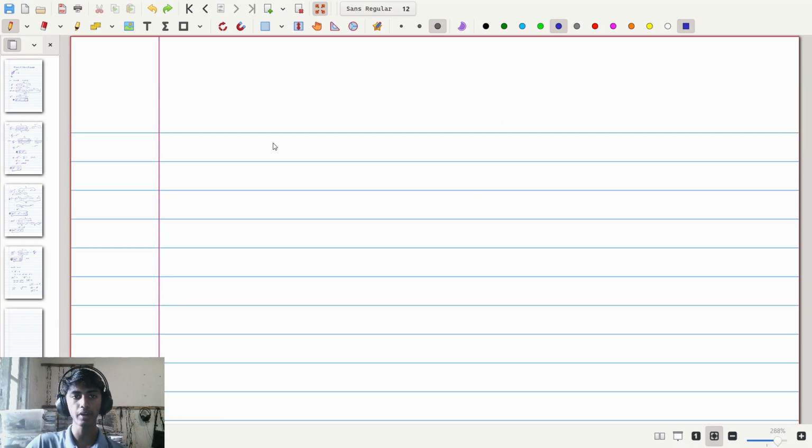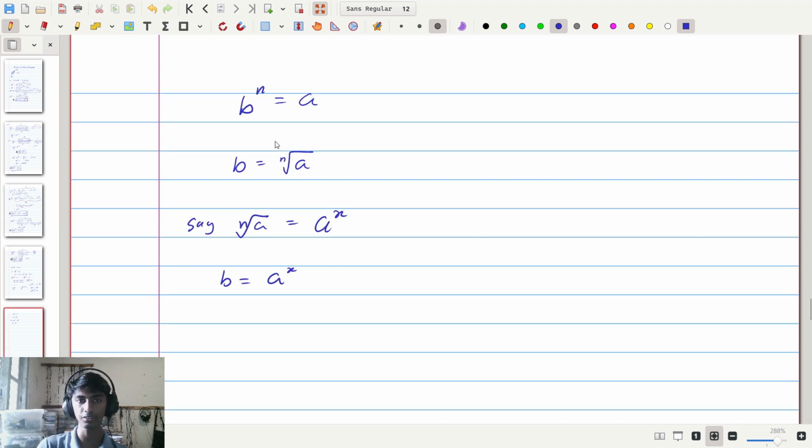So now circling back to the square root and nth roots, when we have b to the n equal to a, it means that b is equal to the nth root of a. So let's try to analyze what this means. We can actually write nth roots in terms of indexes, and I'll show you how by analyzing these two equations. In the second equation, let's say that the nth root of a is actually a to the x for some x that we don't know. In that case, b is equal to a to the x, and we don't know what the x is, we just know that that's the case.